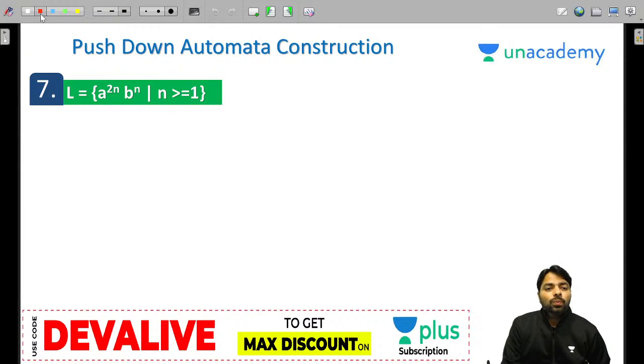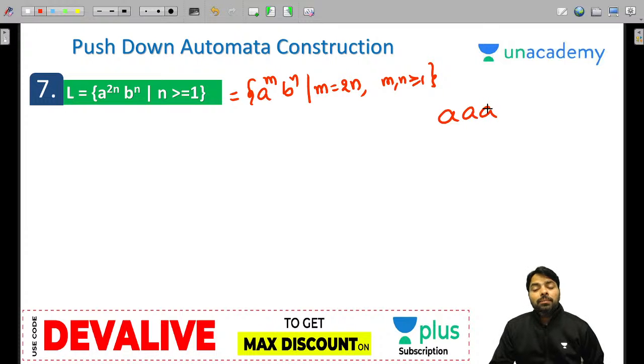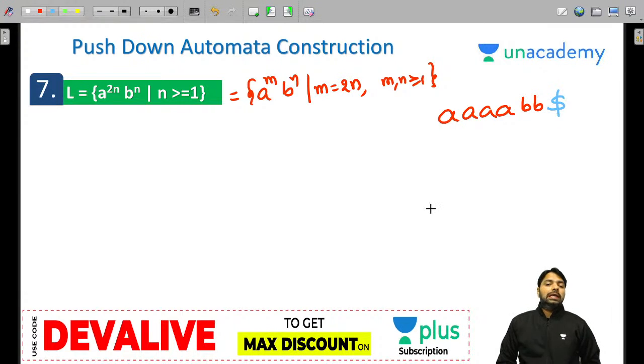Okay, seventh one now. This one I can write the other way: A power M, B power N, now M is equal to 2N, of course M, N greater than or equal to 1. Now take one string to understand. The number of A's must be even. If these are even, then B's must be half of that. Take a valid string to understand, all the time. Don't ever take an invalid one, because we are not showing any path for the invalid here. Okay, now what is happening?